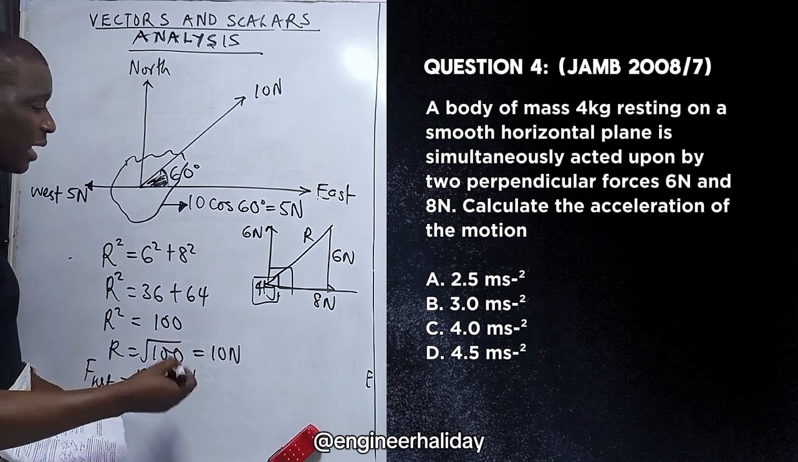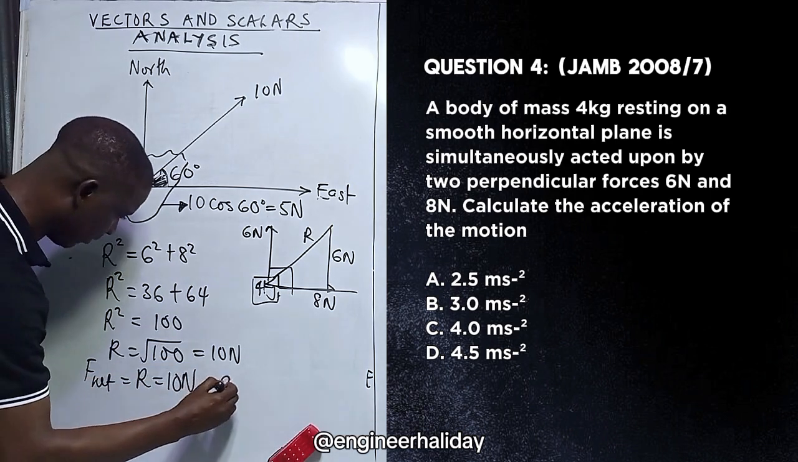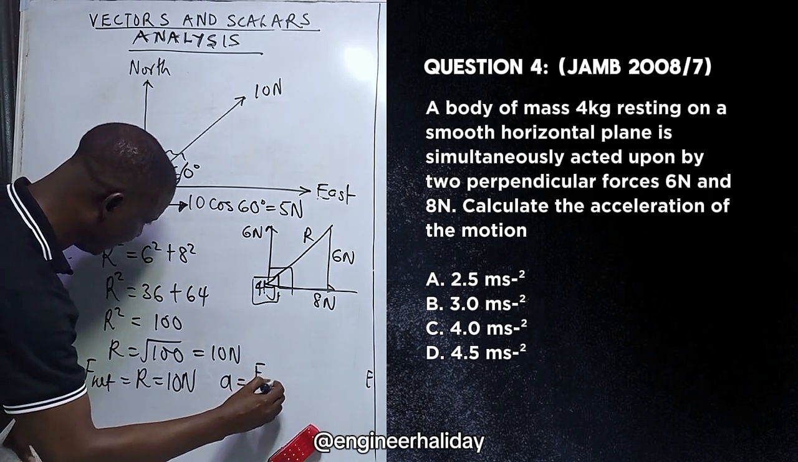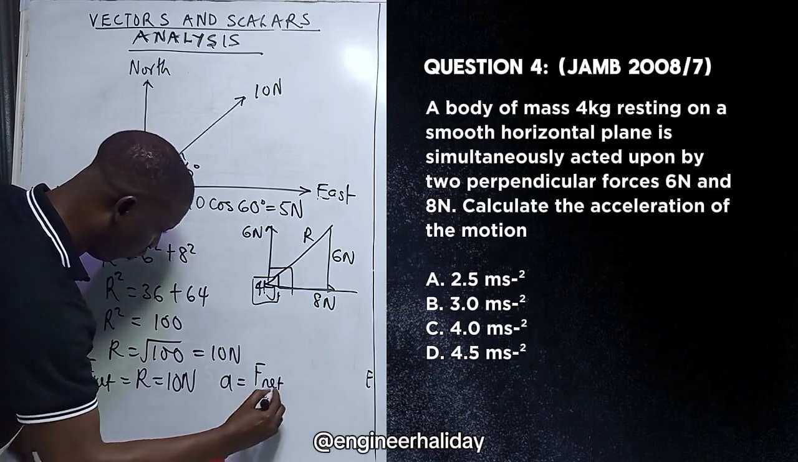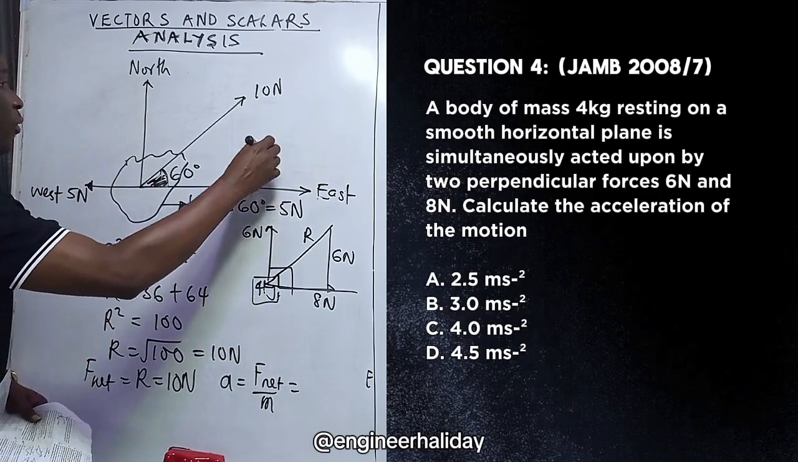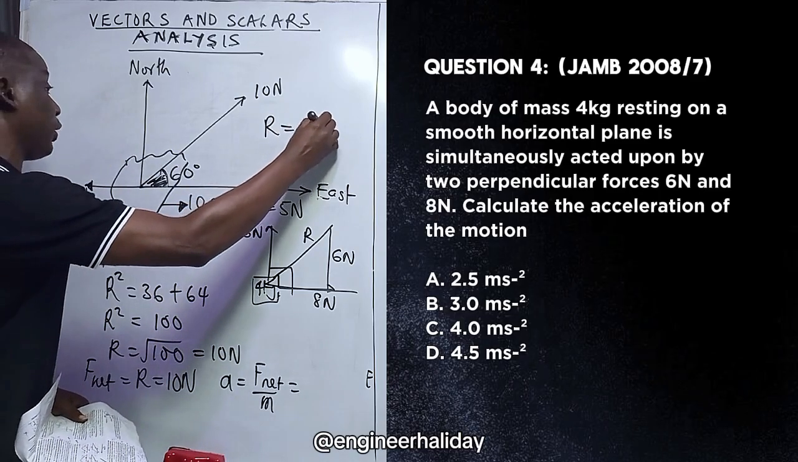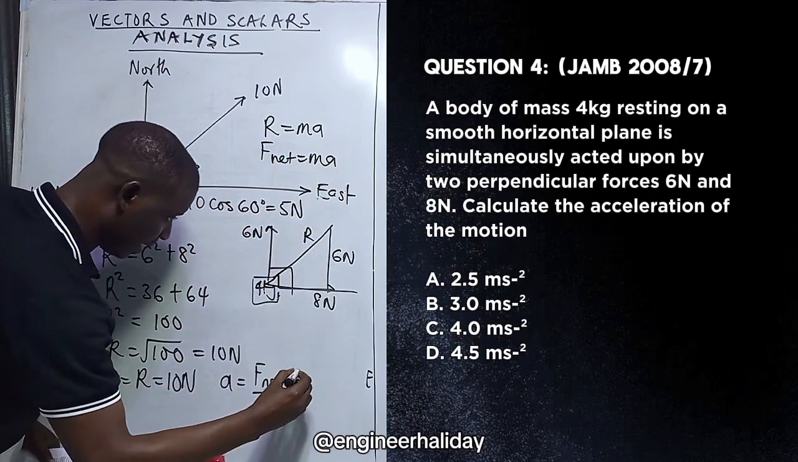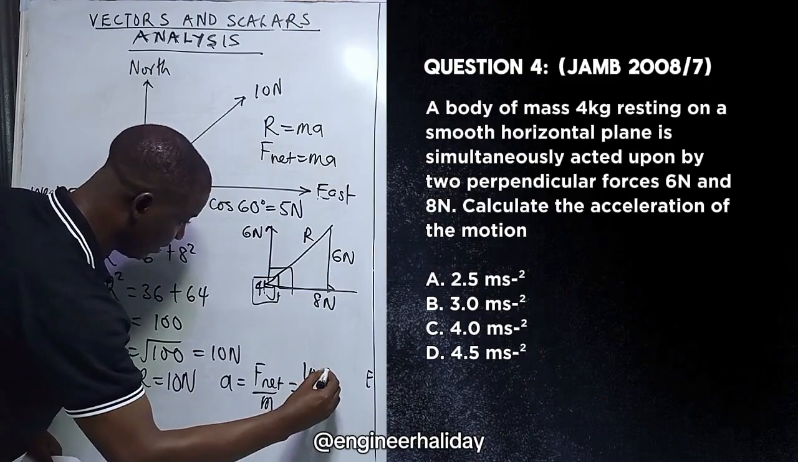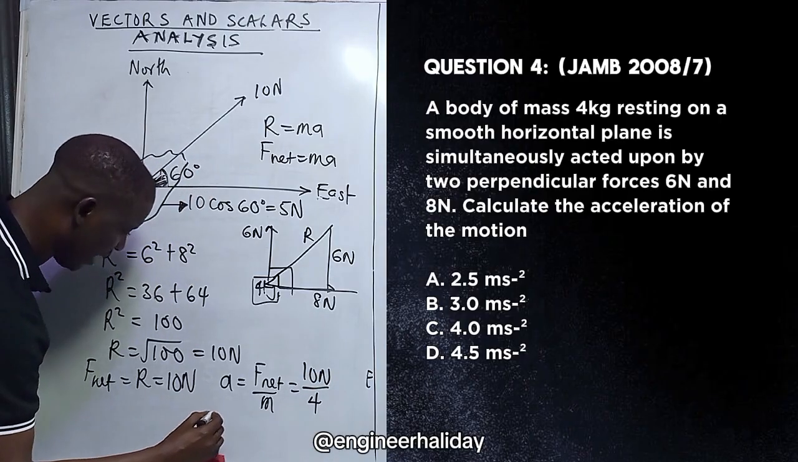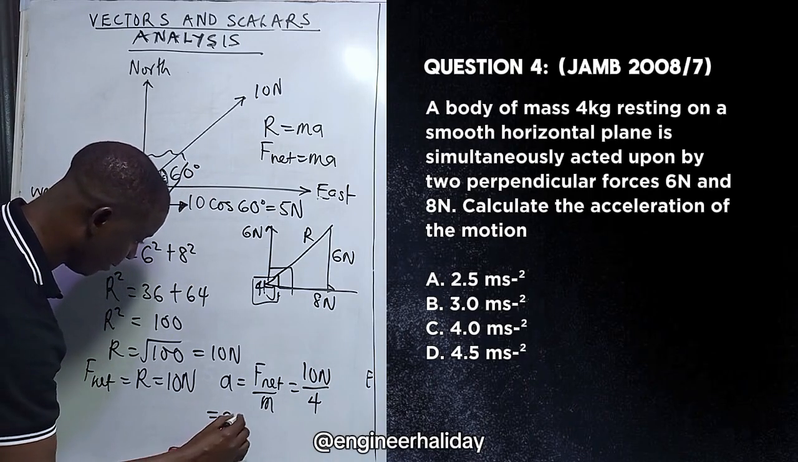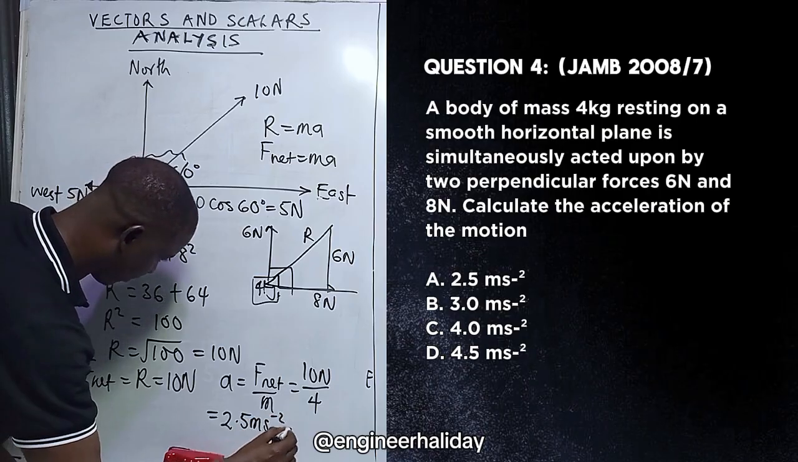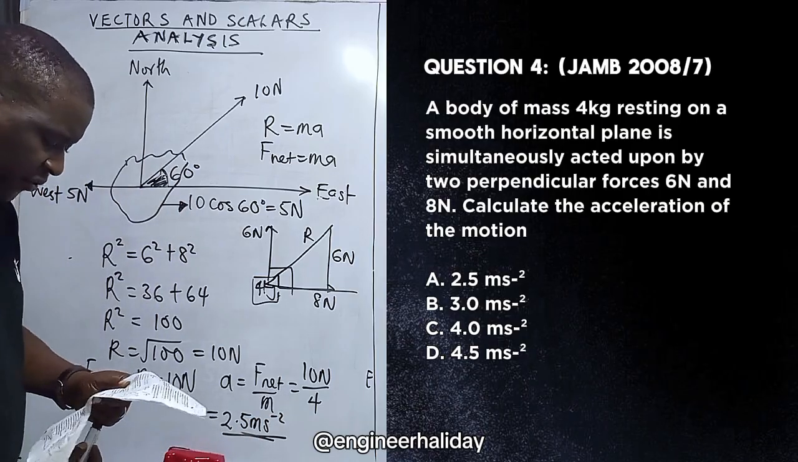But what do we need to calculate? We need to calculate acceleration. So acceleration equals the net force divided by my mass. I gave you before: resultant equals MA, or net force equals MA. So what we are going to do now is 10 Newton divided by 4. That will give us 2.5 meter per second squared. So that will be our answer.